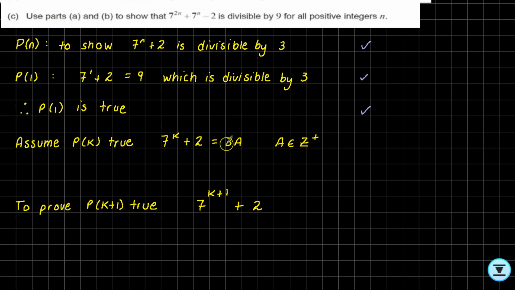So because it's divisible by 3, we're saying it's equal to 3a. And again, you must state that a is a positive integer. And now we want to prove that Pk plus 1 is true. So what we're going to try and do is mess around with this, make sure that we can sub in Pk, and we want to end up showing that this is 3 times some sort of integer. It might be 3a plus 1, 3a plus whatever.